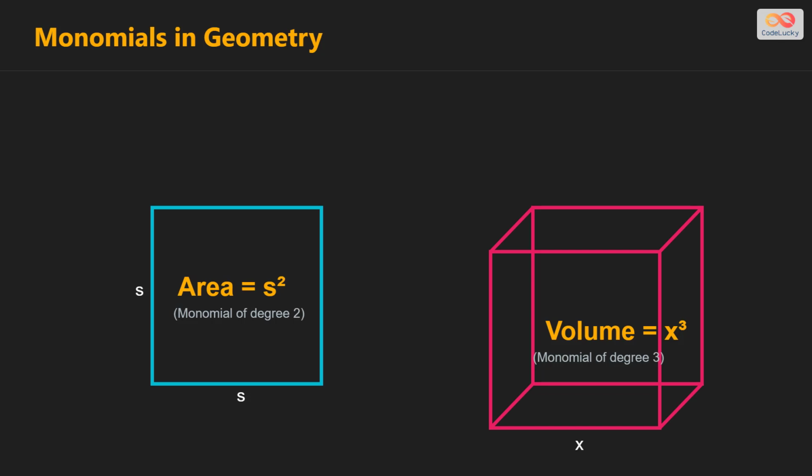Monomials appear frequently in geometry formulas. The area of a square is side squared, which is a monomial of degree 2. The volume of a cube is side cubed, a monomial of degree 3. These are practical examples of monomials describing real-world space.